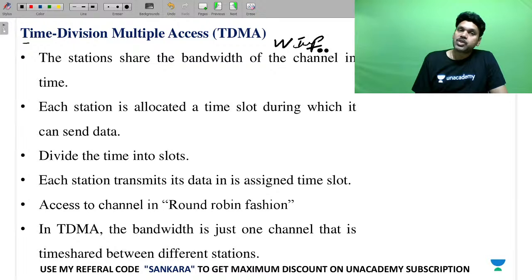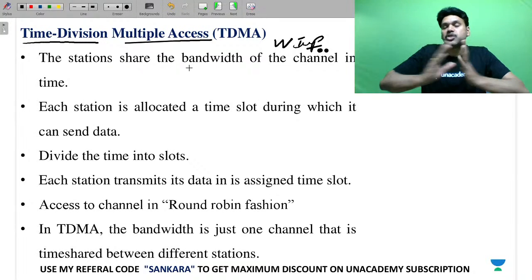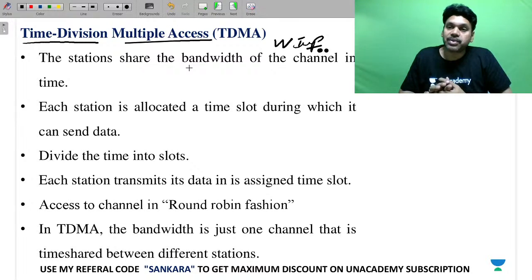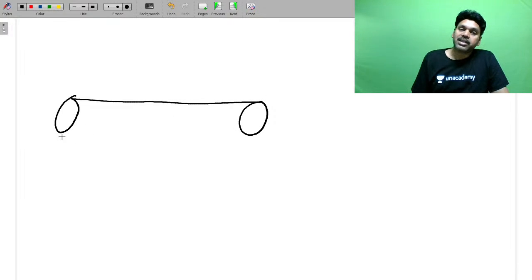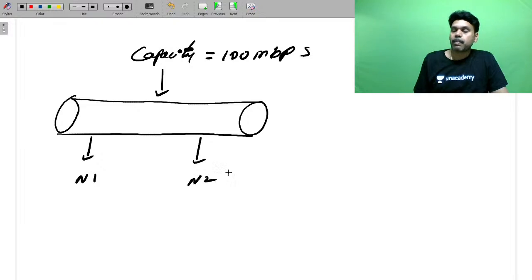So whenever I say time division multiple access, now your time is split into small intervals, and these tiny slots are going to be given to each node. What is the benefit? I will first of all give you a figure. You see that I have got a shared channel, and this channel capacity is equal to 100 Mbps, and two nodes are connected to it, node 1 and node 2.